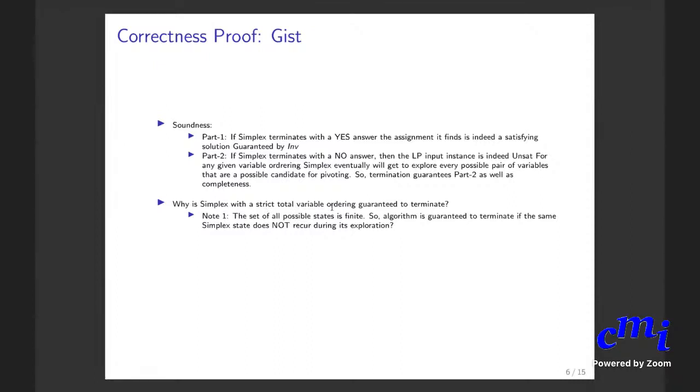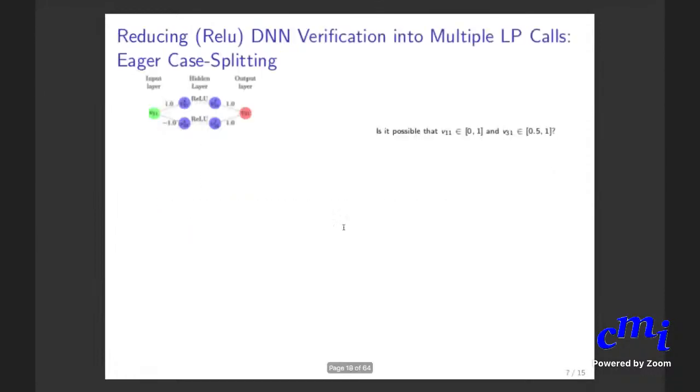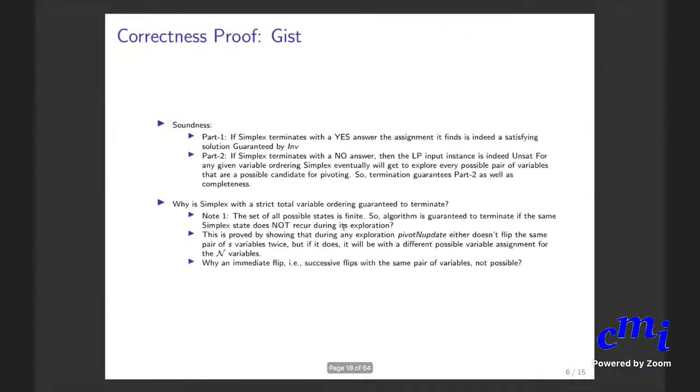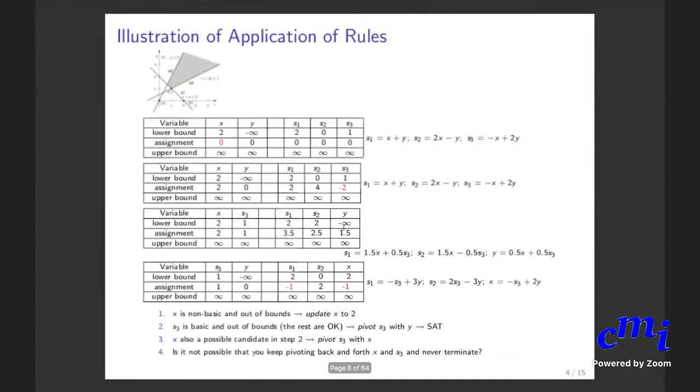So in that case, it really boils down to why simplex should really terminate. Why couldn't it go on forever, indefinitely doing the pivot and update operation? That relies on the fact that there are only finitely many configurations that are possible.